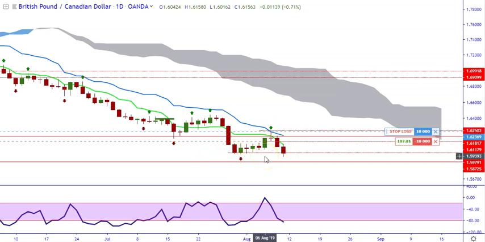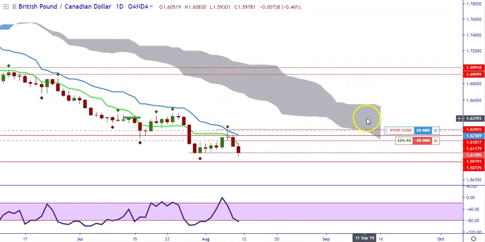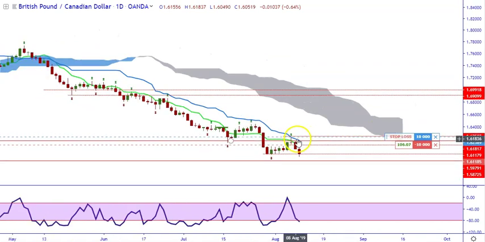But let me tell you what Ichimoku does for me. Ichimoku gives me these support and resistance levels into the future, 26 periods into the future. That's 26 days into the future that I can see the support and resistance levels and the market bias possibilities. Ichimoku also shows me the equilibrium of the market, and it shows me the support and resistance levels.